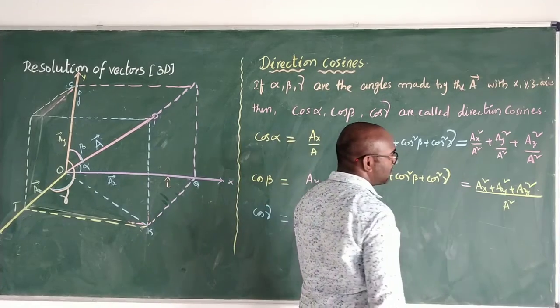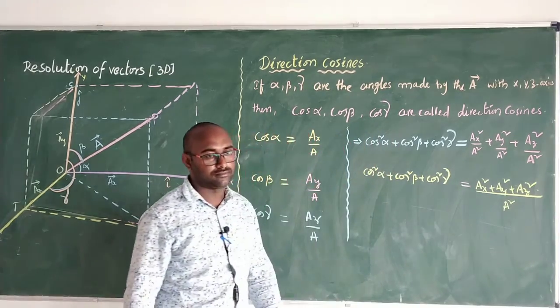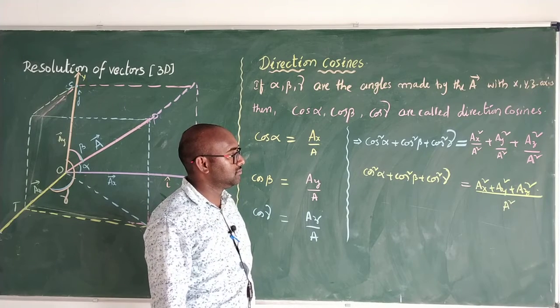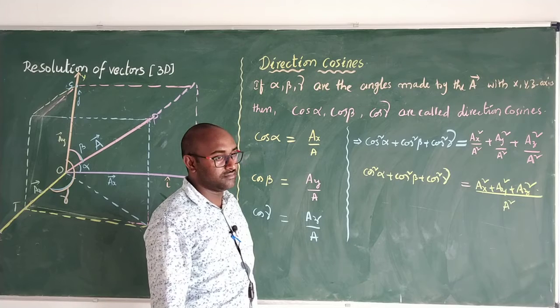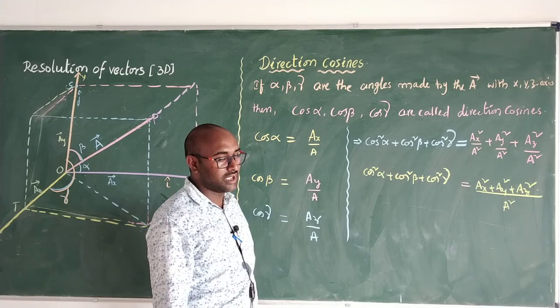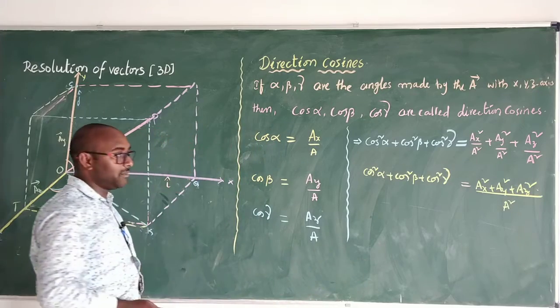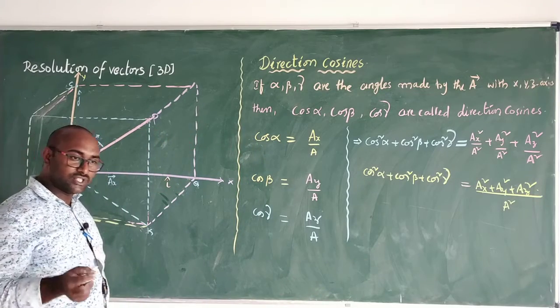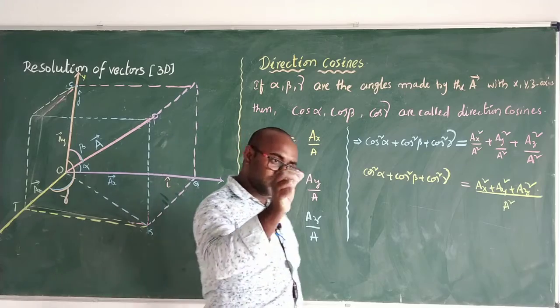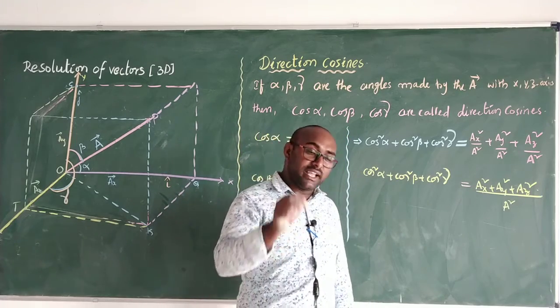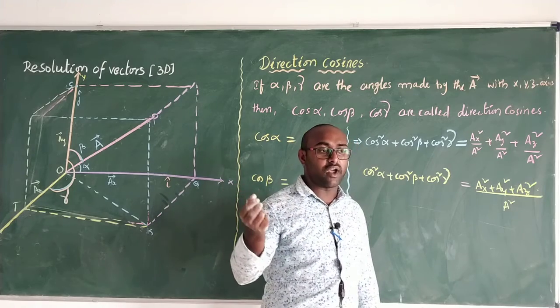ax square plus ay square plus az square. How much? Sir, previously I told one formula: the magnitude of a vector is equal to under root ax square plus ay square plus az square. Now, if ax square plus ay square plus az square, how much will it become?